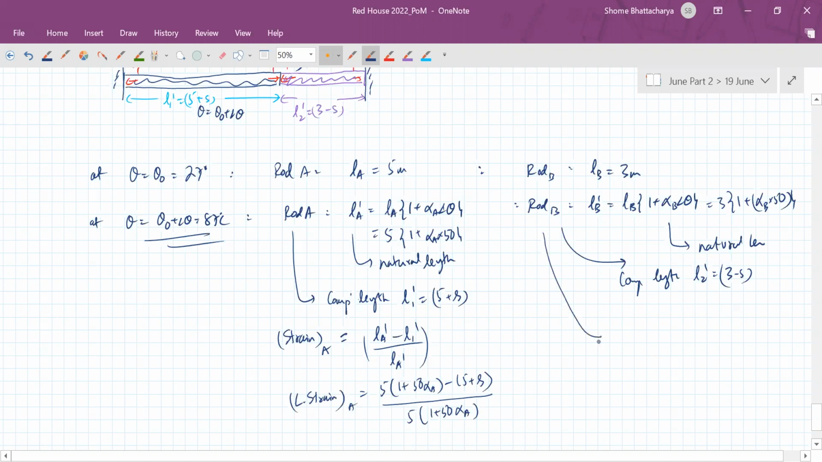And similarly, the strain in rod B is equal to its natural length at this temperature minus its compressed length, that is the change in length, divided by the natural length. So this is the strain that rod B is under.